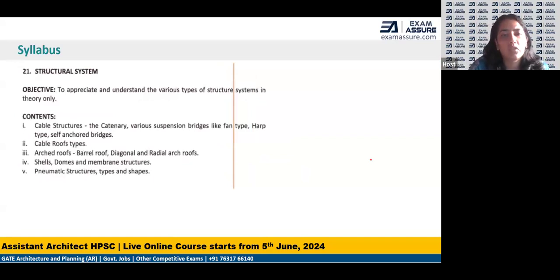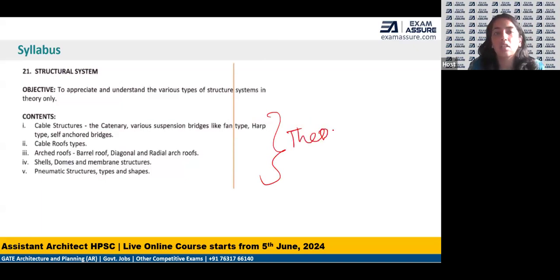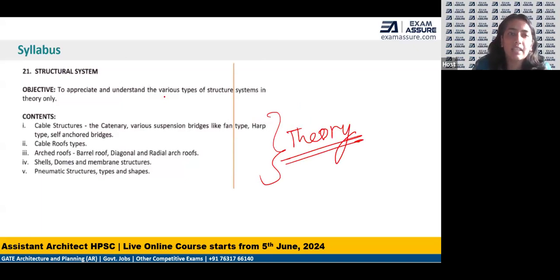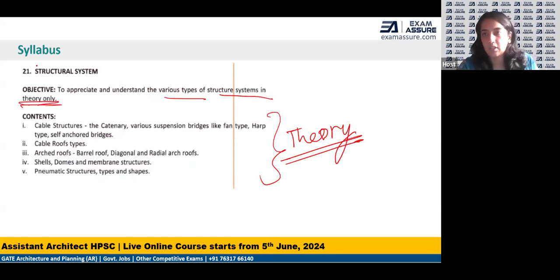Coming to building structures, now they've clearly mentioned the type of structures or the type of details you should be knowing, like cable structures, arched roofs, shells, domes, etc. So if you look at this here, for structures, you are expected to know the theory. Not the numericals, but they've clearly mentioned that various types of structure systems in theory only. So for structures, there would be no numericals, is what we can analyze from this syllabus.